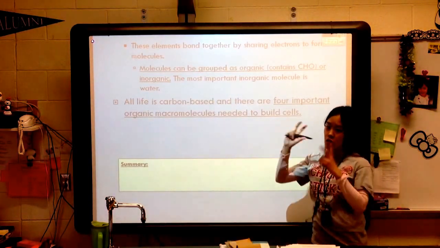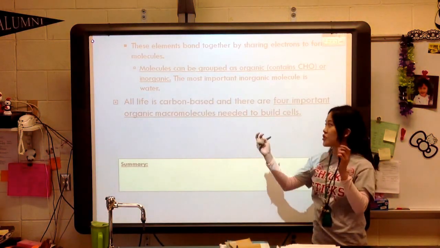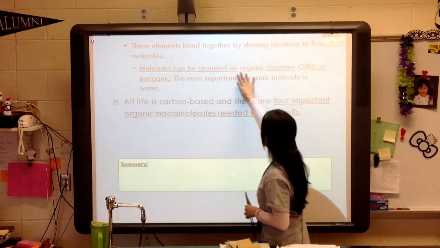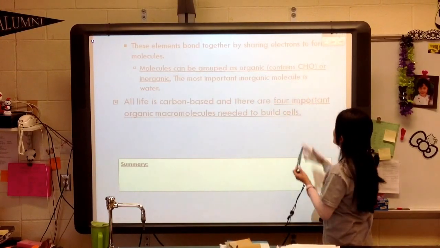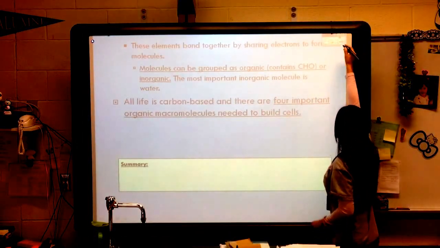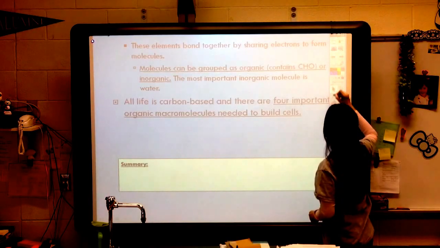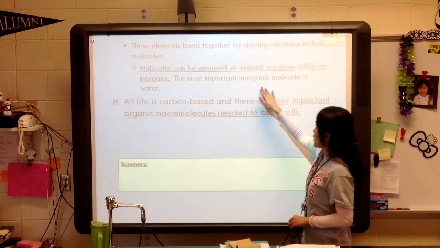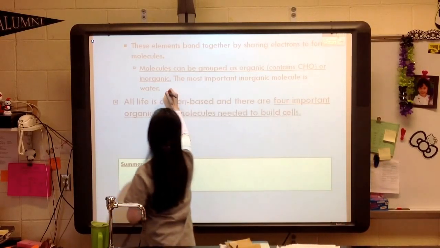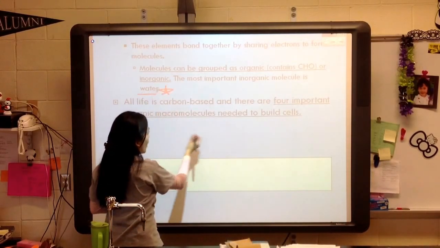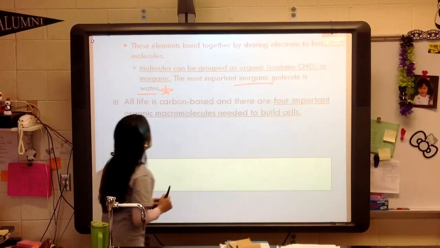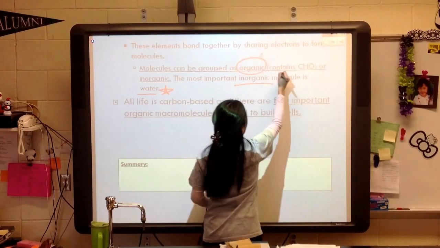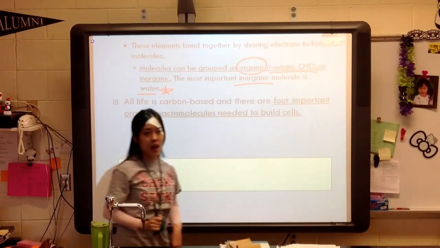Now these elements are going to bond together by sharing electrons to form molecules. So a hydrogen and 2 oxygens can bond together to form a molecule like water. Molecules can be grouped as organic, containing CHO, or inorganic, not containing C, H, and O. The most important inorganic molecule is water. So let's also underline that water is inorganic.